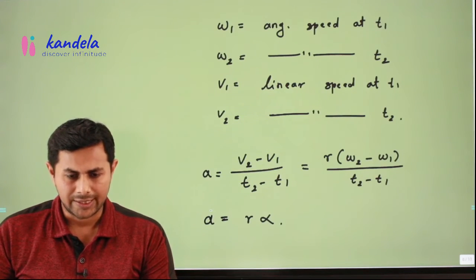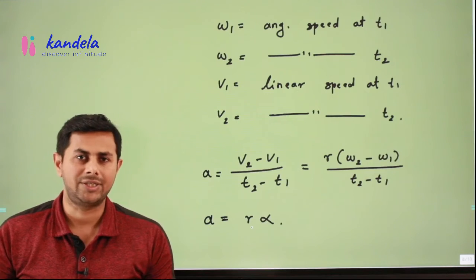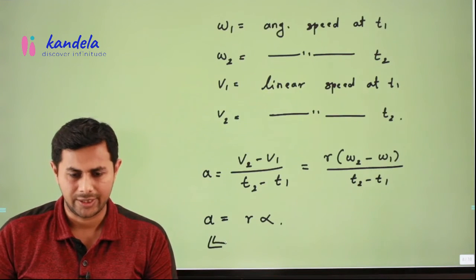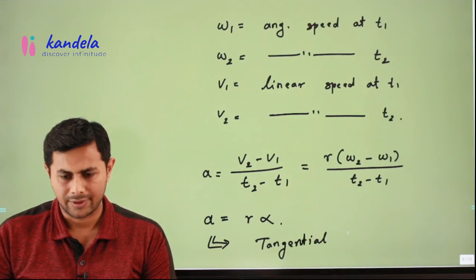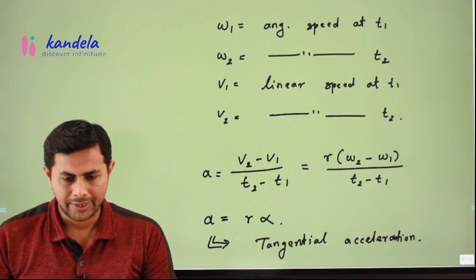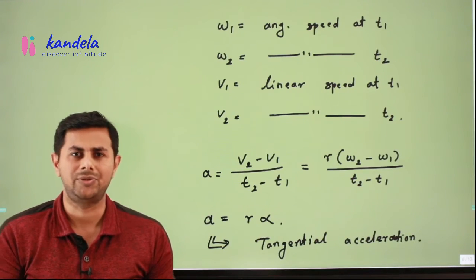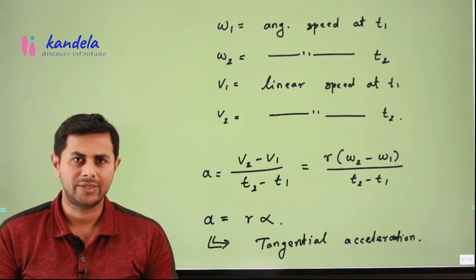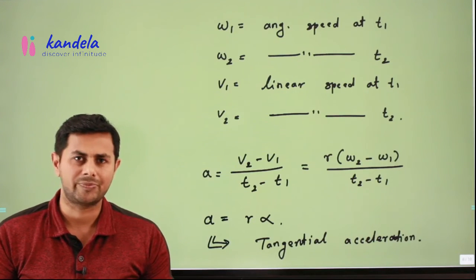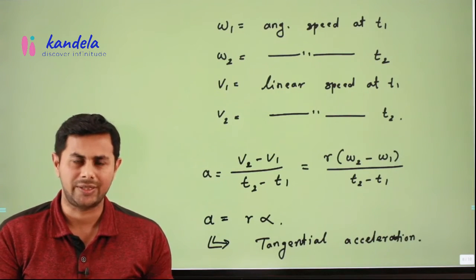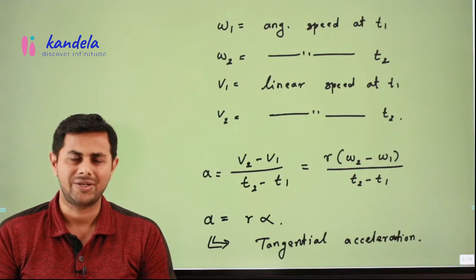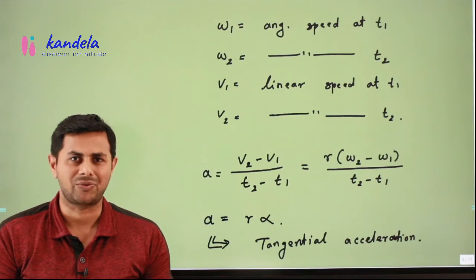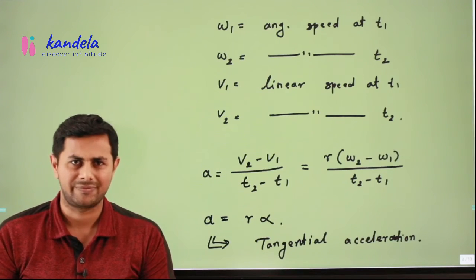But this acceleration a, I am going to call it tangential acceleration, and it happens because of change in magnitude of velocity. So remember this, tangential acceleration happens because of change in magnitude of the velocity in circular motion. And there is another acceleration called centripetal acceleration, which happens due to the change in direction of velocity. Okay, let's discuss that.